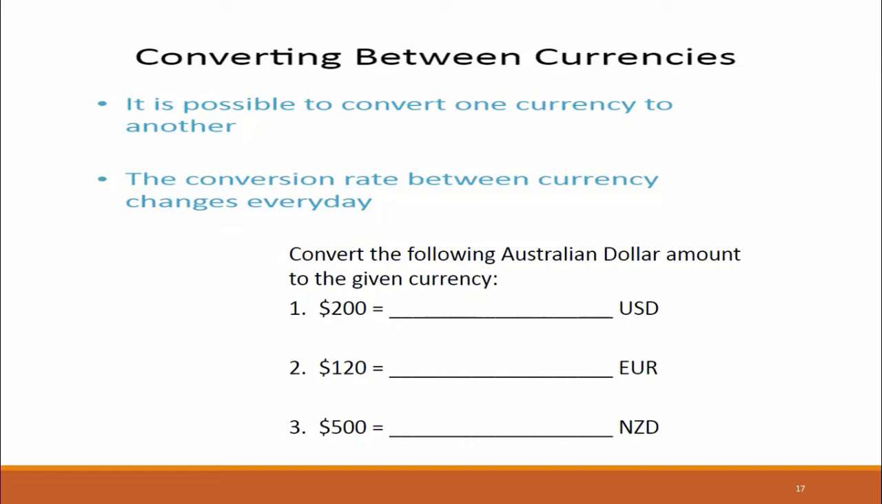For example, Saudi riyal to Pakistani rupees. Suppose one Saudi riyal is 35 rupees. Then 700 Saudi riyal is equal to 700 multiplied by 35 Pakistani rupees.